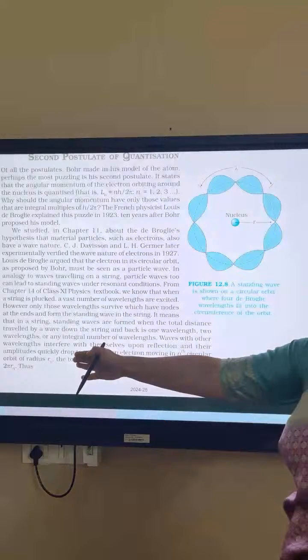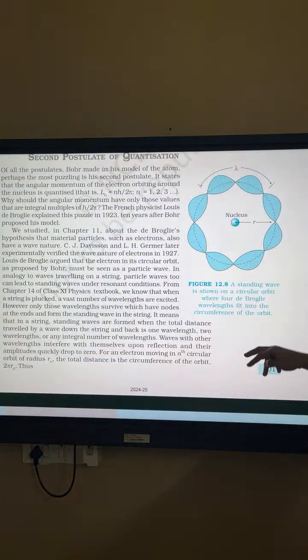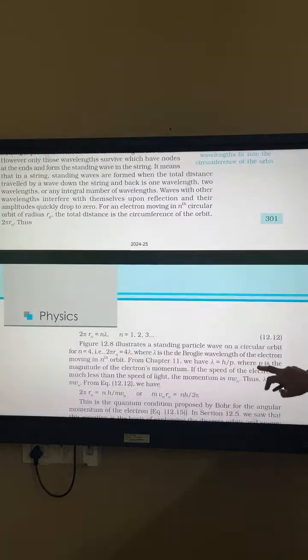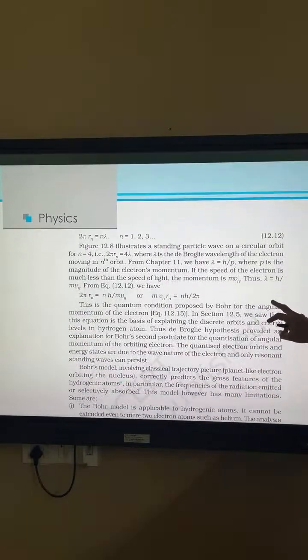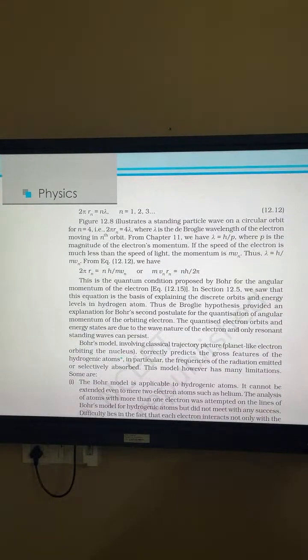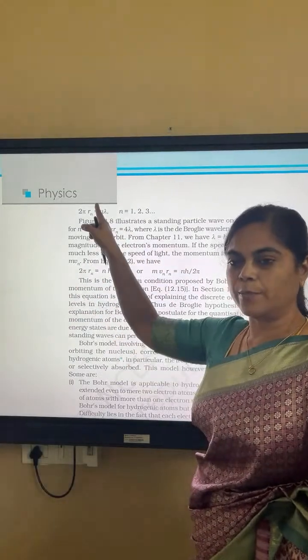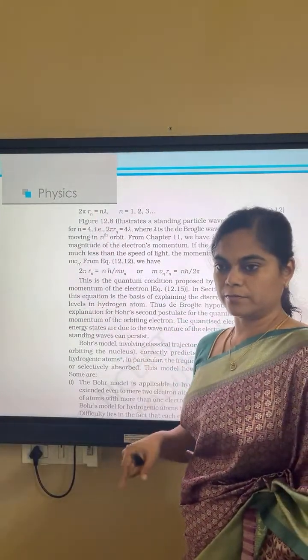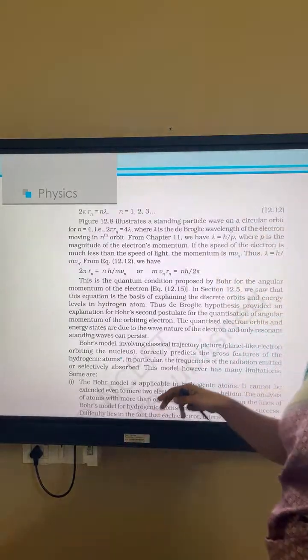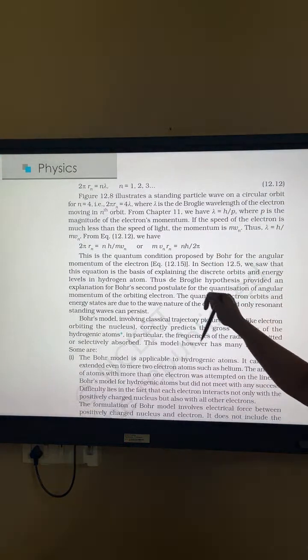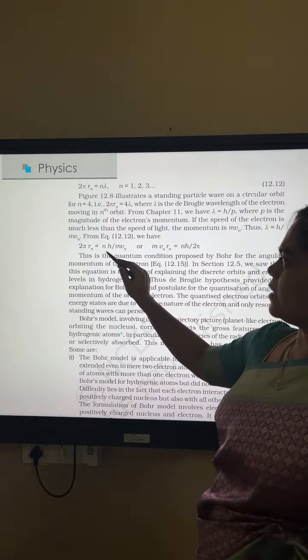Always you must see this 2 pi r. 2 pi r represents the circumference of the circular orbit. That should be equated to one wavelength: if it completes one complete rotation, then it will be lambda, 1 wavelength. Okay? Then I have told you this also, right? The same thing they have written here.